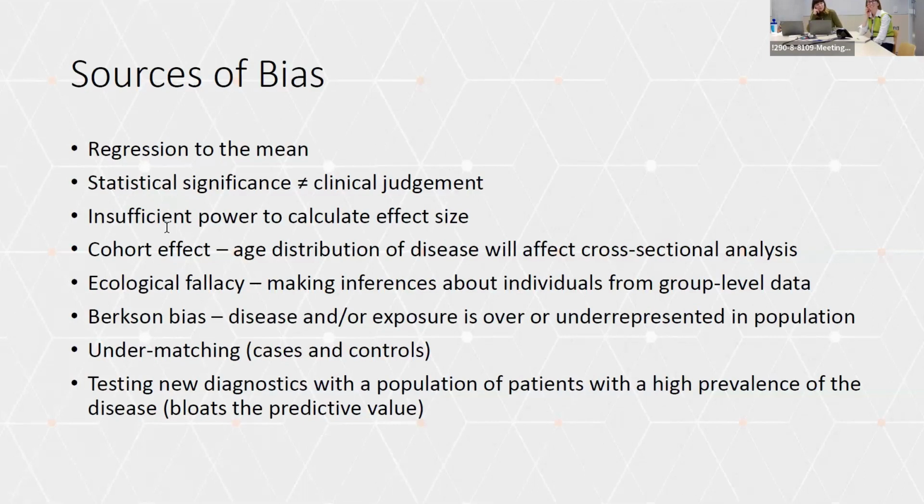Another source of bias is people thinking statistical significance is clinically meaningful. And this happens a lot where people think, oh, our intervention was statistically significant, P is less than 0.05. But then you look at the effect size and it's like, oh, your intervention really only changed 1% or something, like it wasn't very meaningful, but that happens.